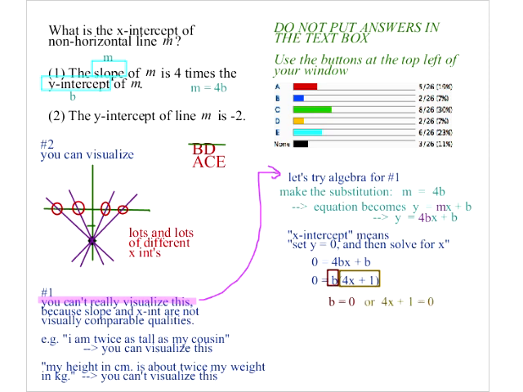4x plus 1 is 0 would mean x equals -1/4. Do you guys think these are both possible? If anybody thinks that one of these is not possible, then go ahead and explain why in the text box.